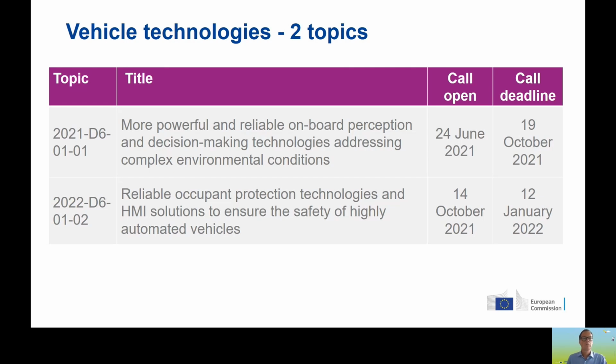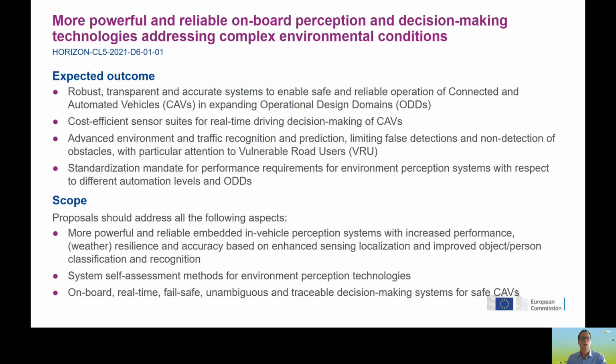Hello, my name is Tom Alkim from DG Research and Innovation, and I would like to give you a bit more information on the 2 topics related to vehicle technologies. There's one call open right now. It's on more reliable onboard perception and decision-making technologies. It's open from June 24th, and the call deadline is later this year, October 19th. And the second call will open in October, and it will close early next year, January 12th. And this one is on occupant protection technologies and human-machine interface solutions to ensure safety of highly automated vehicles.